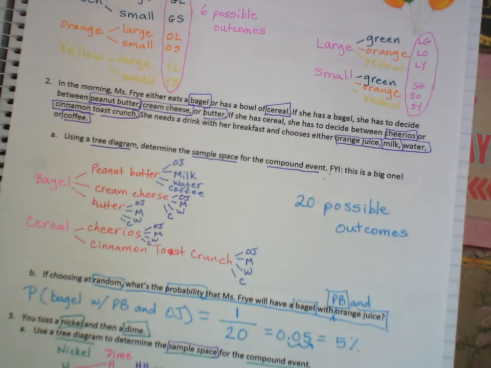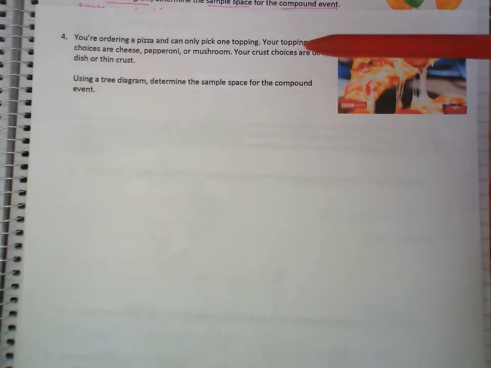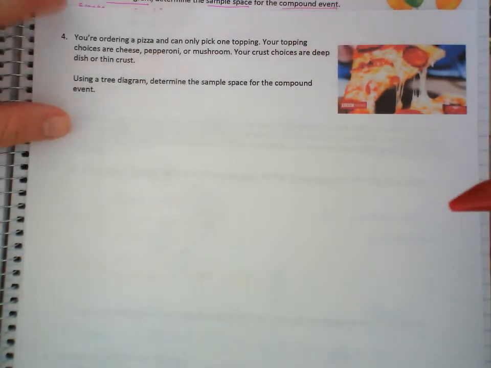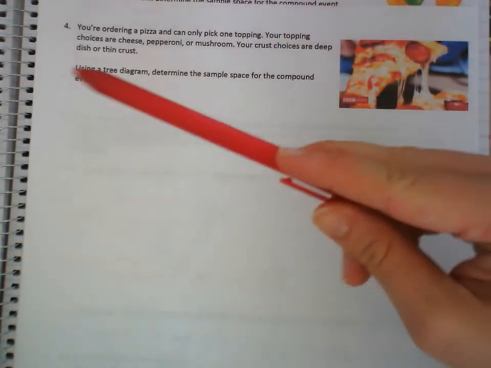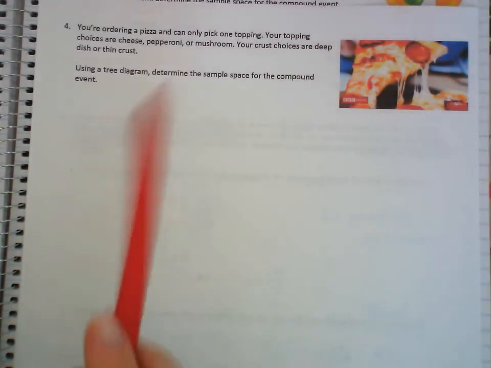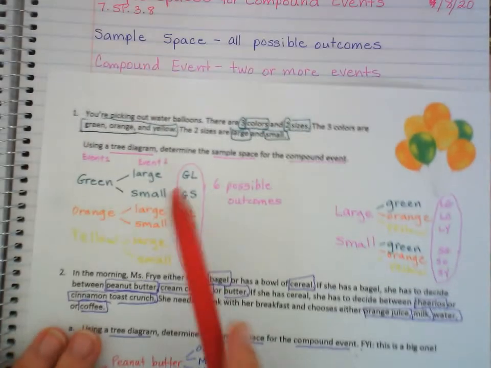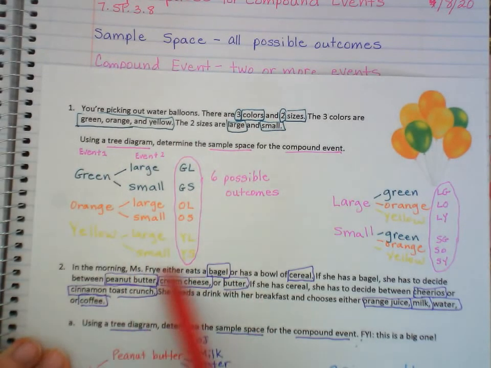So I'm going to post this problem now here, and you can pause the screen on it. You can write it on your own sheet of paper. You can do whatever. So it says you're ordering a pizza and can only pick one topping. Okay, your choices are cheese, pepperoni, or mushroom. And your crust choices are deep dish or thin crust. So using a tree diagram, determine the sample space for the compound event. So just like we did in each problem, create a tree diagram for me and show me the sample space and how many possible outcomes.